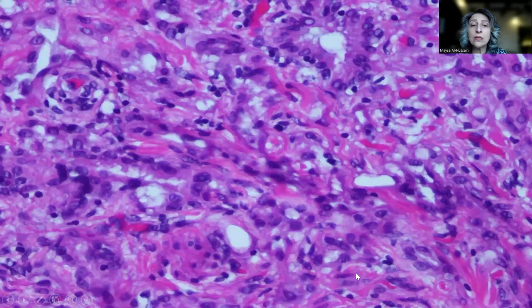This is another area, another high power magnification, and here there is a tendency for a glandular formation. Sometimes the growth becomes so vague that you cannot really differentiate between the original muscle fibers of the wall of the fallopian tube or the growth of the adenomatoid tumor.